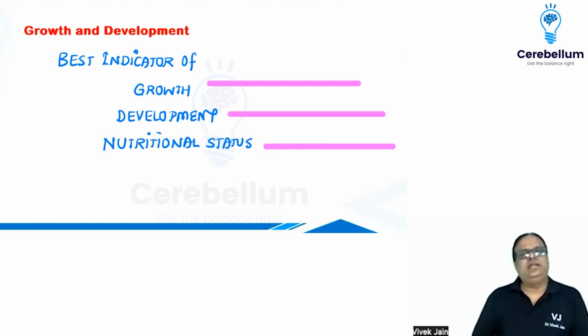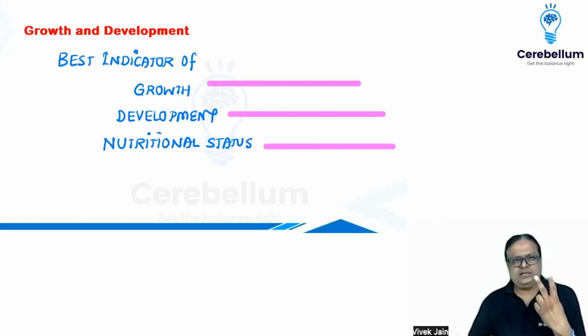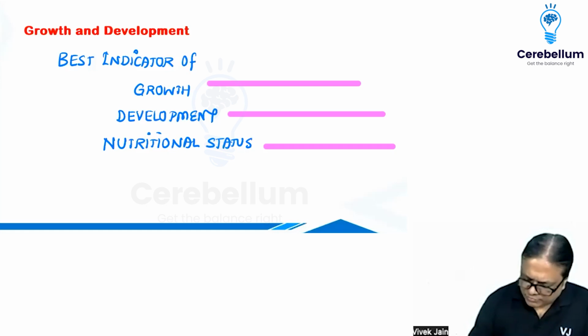What is the best indicator of growth of a child? Weight, height, mid-arm circumference, chest circumference, or head circumference? Single parameter you have to measure. Weight, height, head circumference, chest circumference, mid-arm circumference. Yes, you are right. It is weight.